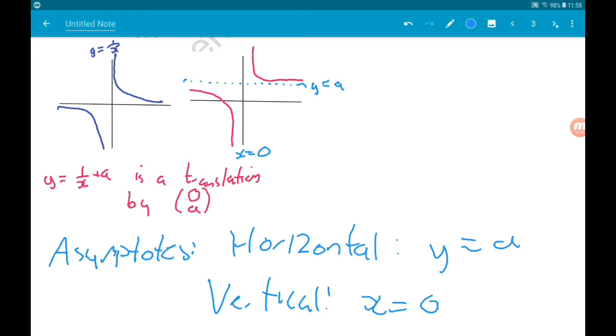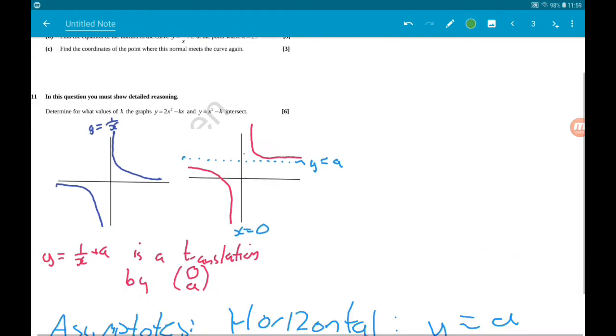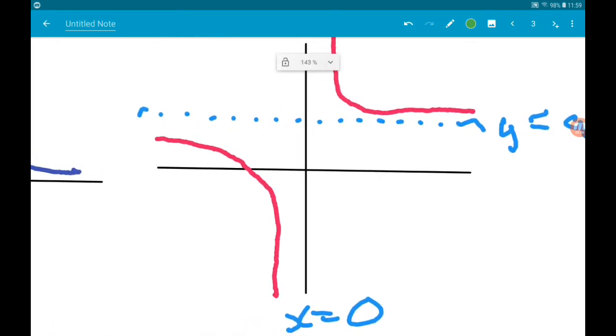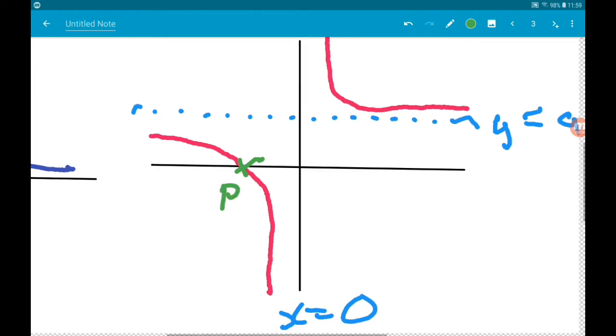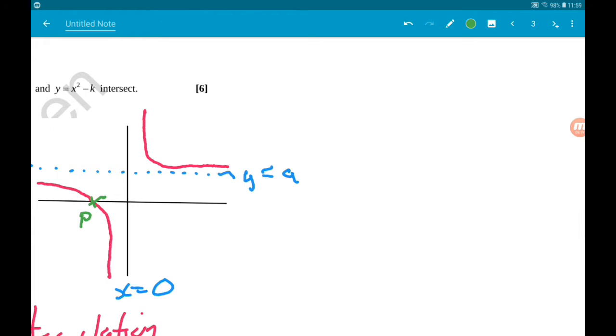Okay, now the final thing we need to do is find the x coordinate of this point. Now, at that point, let's call it P. At P, well, we're on the x-axis, so we know that y is equal to 0. So that means 1 over x plus a is equal to 0.